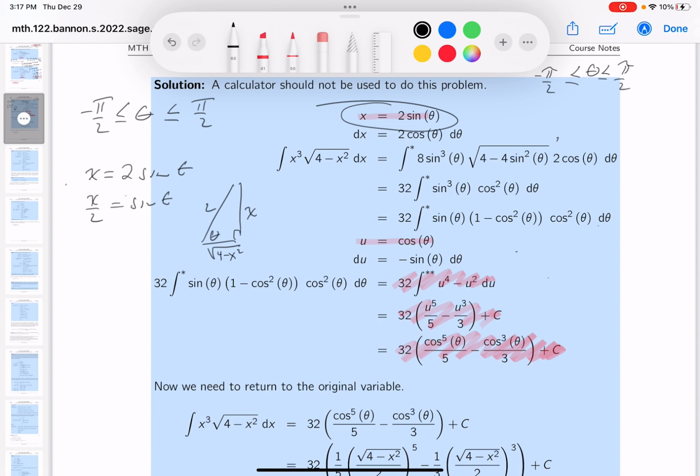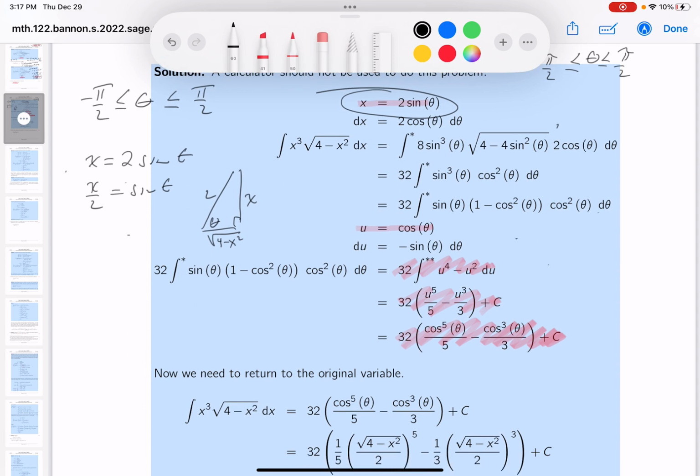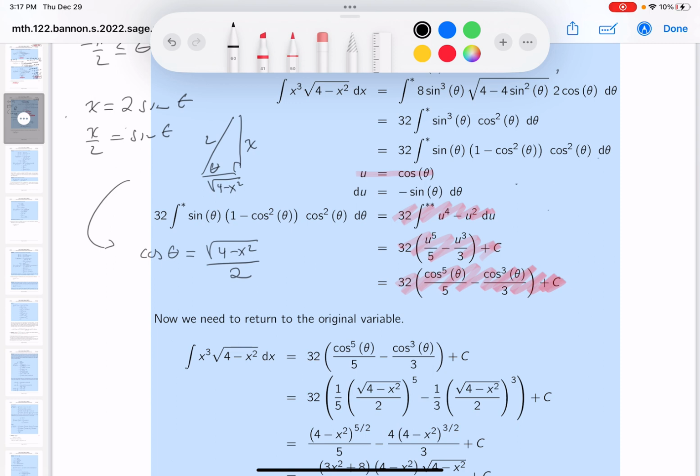All right, so I think I can start doing this now. What I mean by that is I know the cosine of theta, and the cosine of theta is going to be the root of 4 minus x squared over 2. So really all I'm doing over here is plugging that in, here and here. So I write it down. I got that, and I'm plowing my way forward now.